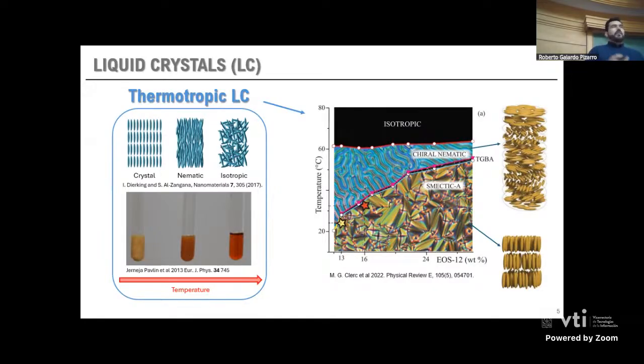Or we have the chiral nematics, or cholesteric liquid crystals, in which the molecules are also ordered in layers, but each of these layers is tilted at a different angle, so that they make some kind of helical structure.